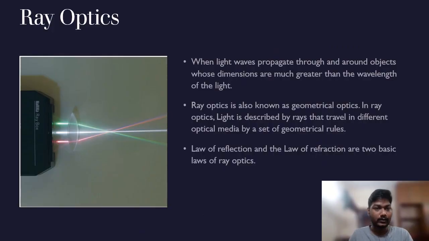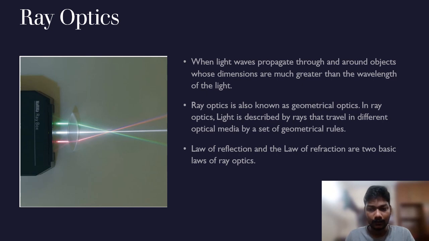So basically this is the first slide, on ray optics. When a light wave propagates through and around objects whose dimensions are much greater than the wavelength of light, that's where ray optics comes in. Ray optics theory holds that when light waves propagate through and around objects whose dimensions are much greater than the wavelength of light, like the lenses you use and big optical devices, light is generally reflected and refracted.